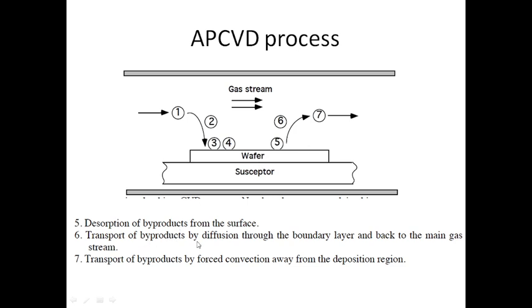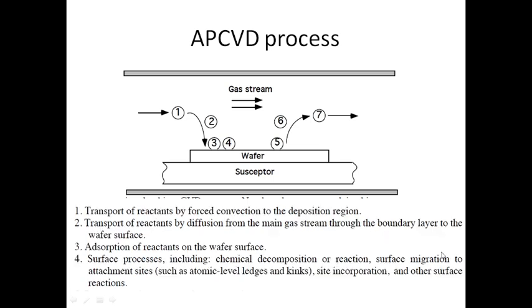Transport of byproducts by diffusion through the boundary layer back to the main gas stream. So you have a main gas stream which keeps flowing there. So this will be taken out, and there will be step 7, transport of byproducts by forced convection away from the deposition region. So they'll be taken out from the deposition region.